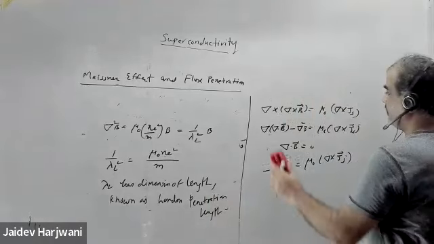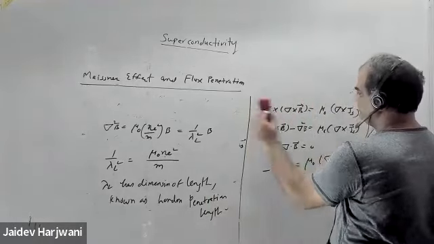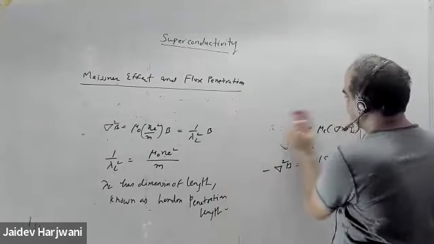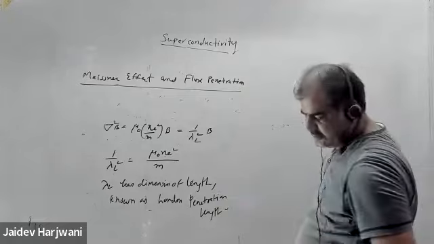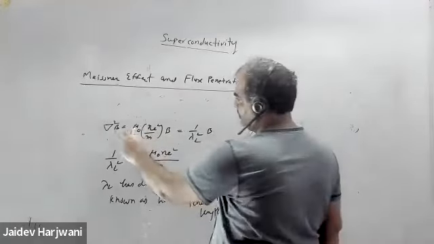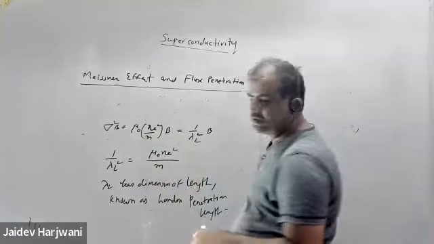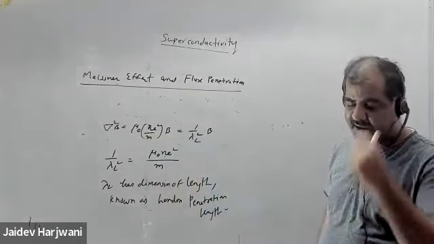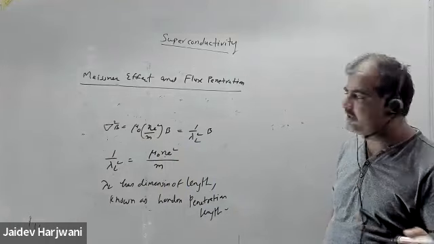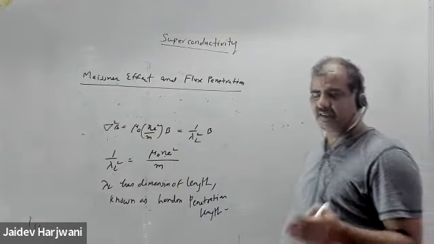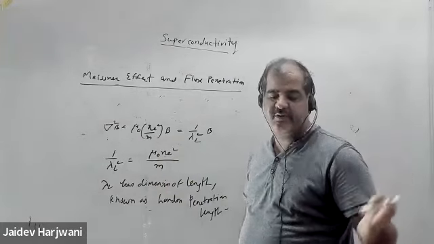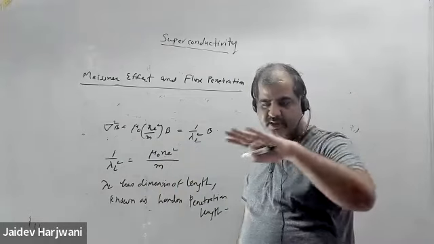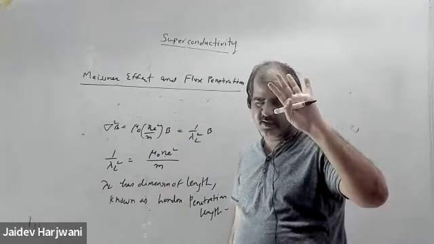Now this equation suggests there is no constant field inside your material unless B is equal to 0. If B is equal to 0, then it is constant, but other than 0 there cannot be any other constant value of B inside your superconductor.